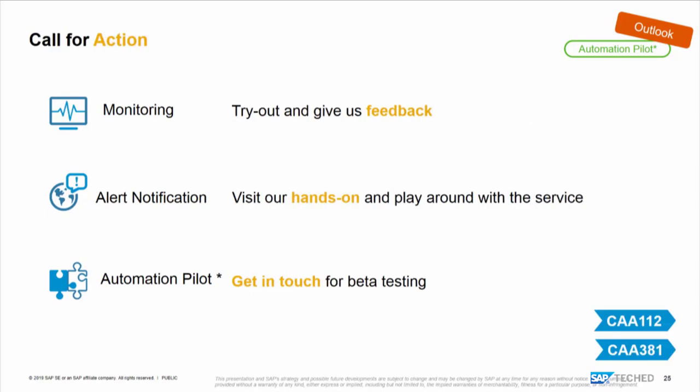And a call for action, what you can do from now on. You can try out the monitoring solutions. You can give us feedback. We are working on quite comprehensive guidelines and best practices there. You can visit the hands-ons for the alert notification service. Try it out, click around it, and so on and so forth. And also, with the Automation Pilot, you can get in touch with us for beta testing, and we can always provide you with more information.